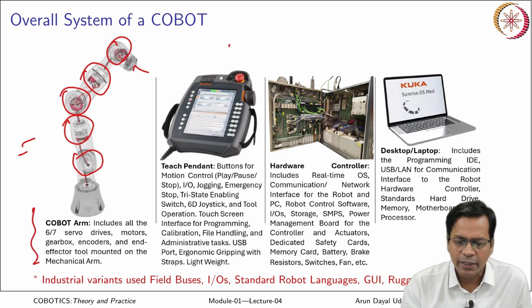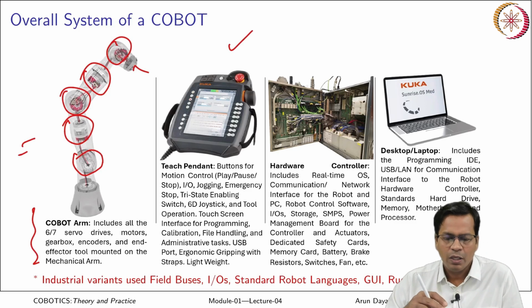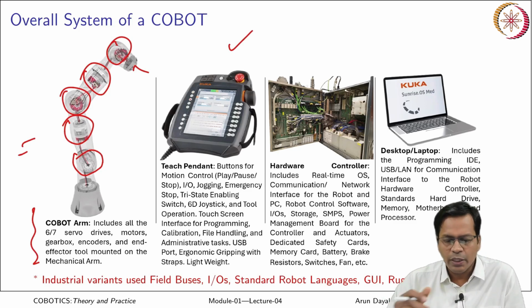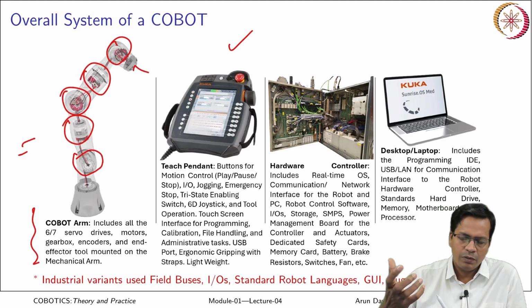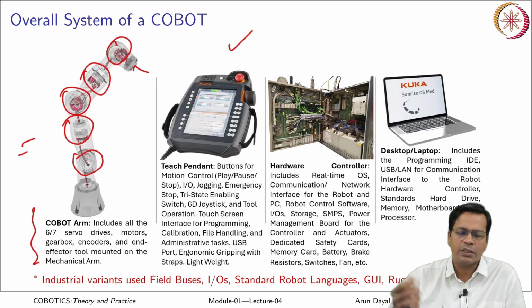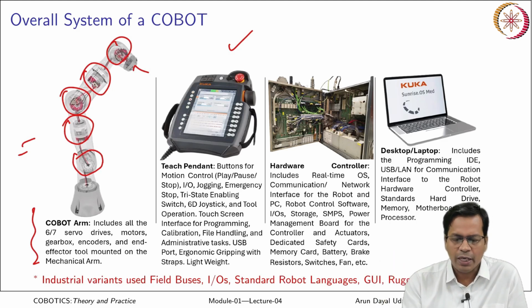It has a teach pendant which has buttons for motion control, play, pause, stop, input and output control, jogging, emergency stop, and a tri-state enabling switch for safety. That switch has 3 states. If you press it hard, it is off. If you release it, it is off. In between, it is on. That is the tri-state enabling switch.